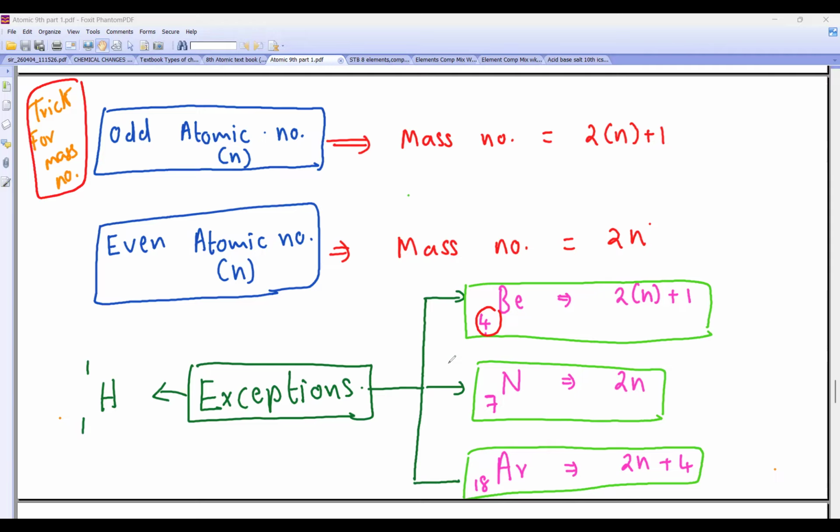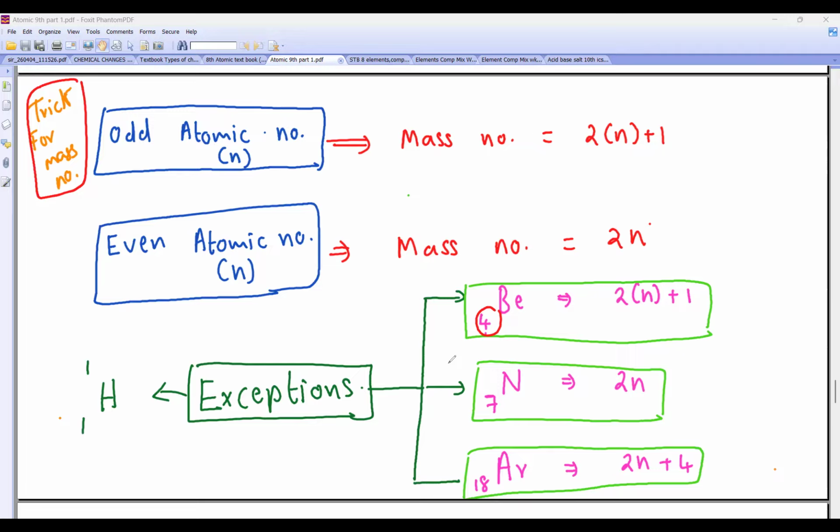Chalo beta, magnesium atomic number is 12, so it is even. So what will be the mass number? 24. Okay, aluminium it is 13. So mass number of aluminium? 27. Very good beta. Sulfur's atomic number is how much, beta? 16. So the mass number will be 32. Very good.